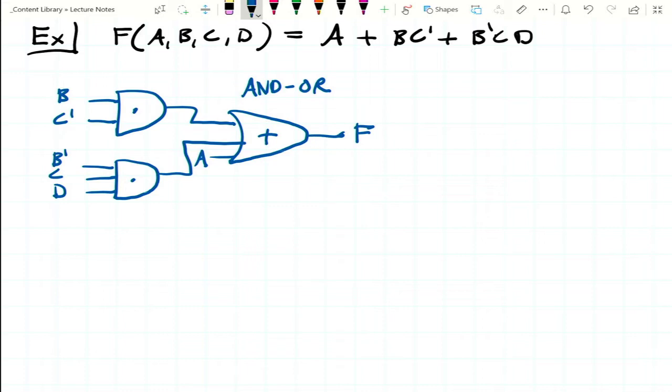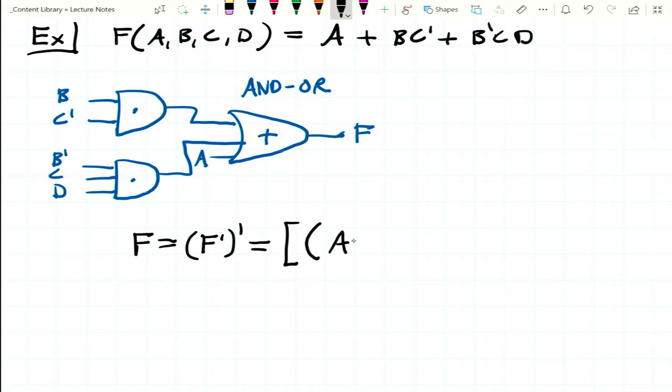Now we want to convert it to a circuit of NAND gates. And we'll do that by first taking our function F and inverting it twice. So F prime, prime. And from there we'll get this. We'll do a big bracket, then in parentheses A or B and C prime, or B prime and C and D. All of that inverted, and then the whole thing inverted, right? So we've inverted it twice.